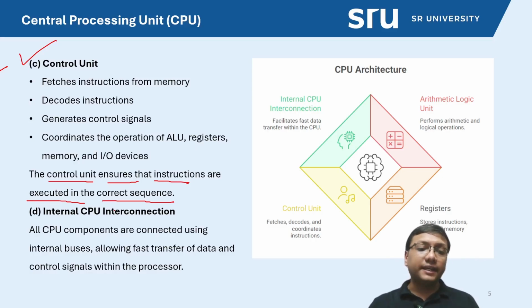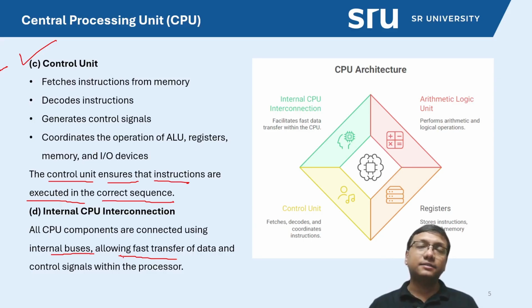Now, internal CPU interconnection. All CPU components are connected using some interconnects, I mean the pathways through which they are connected to each other. These are known as buses. So what is the role of buses? Buses are connection pathways through which all CPU components are connected, and they allow very fast transfer of data and control signals within the processor.